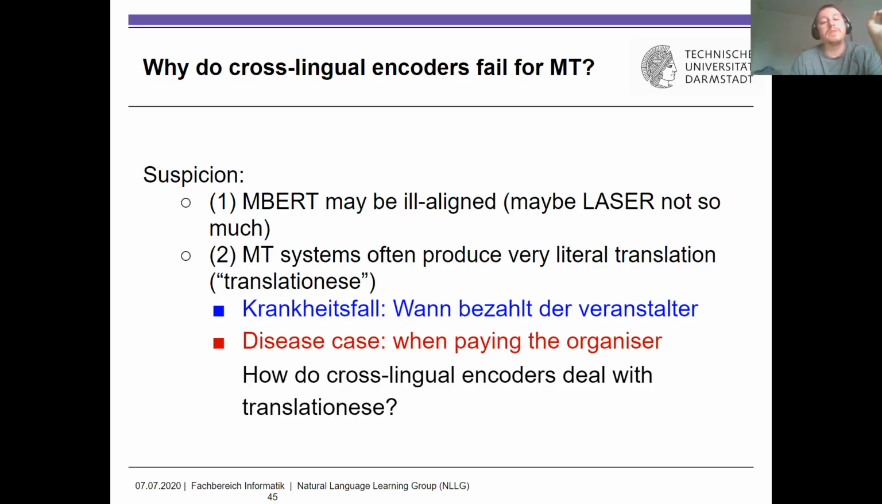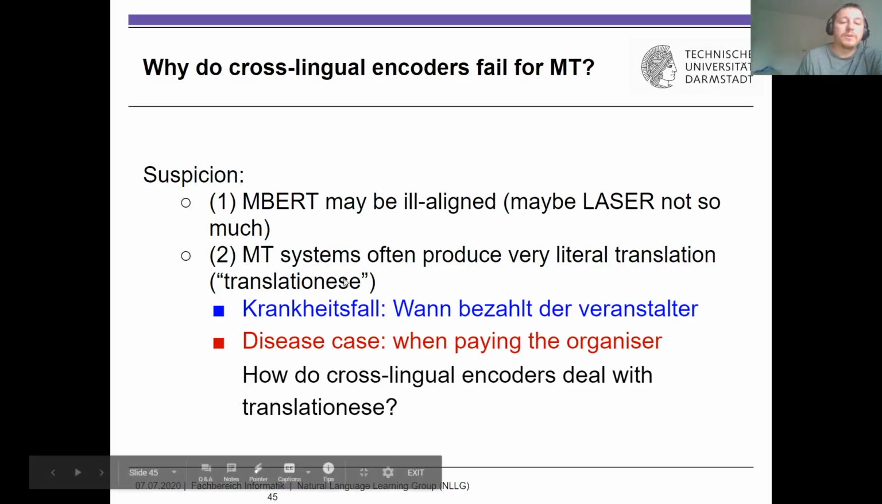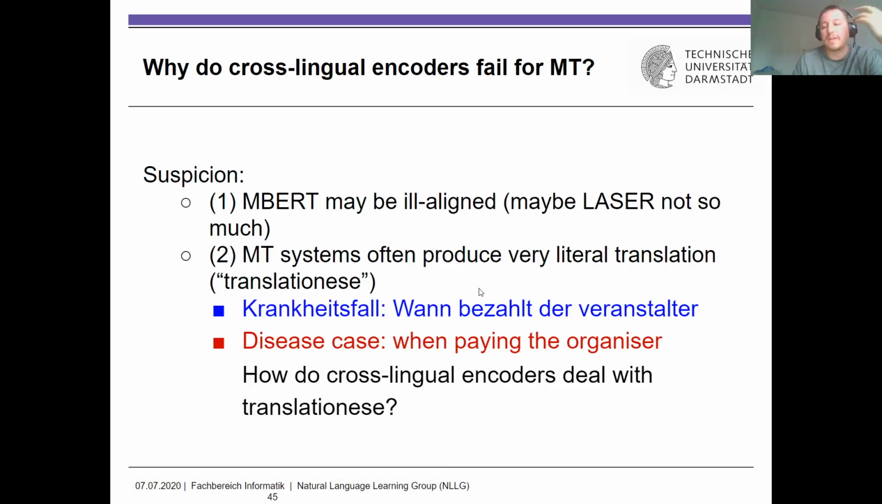Here's an illustration. Let's say you translate from German to English, and you have the German headline: Krankheitsfall, wann bezahlt der Veranstalter? Question mark. And then maybe a machine translation system would translate that as "disease case when paying the organizer", which you already see is quite bad. This is a very common phenomenon of machine translation systems, that they are very literal. And then we ask ourselves, maybe these cross-lingual encoders do not properly handle these literal translations, these translationese, so to speak, and we will investigate this.